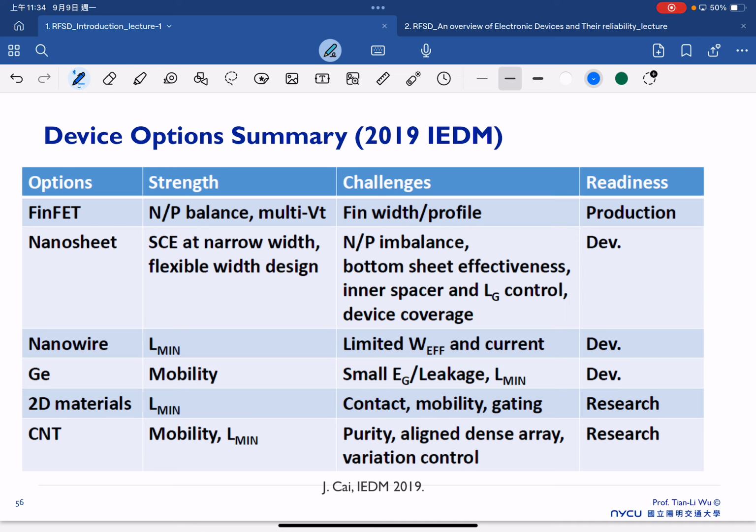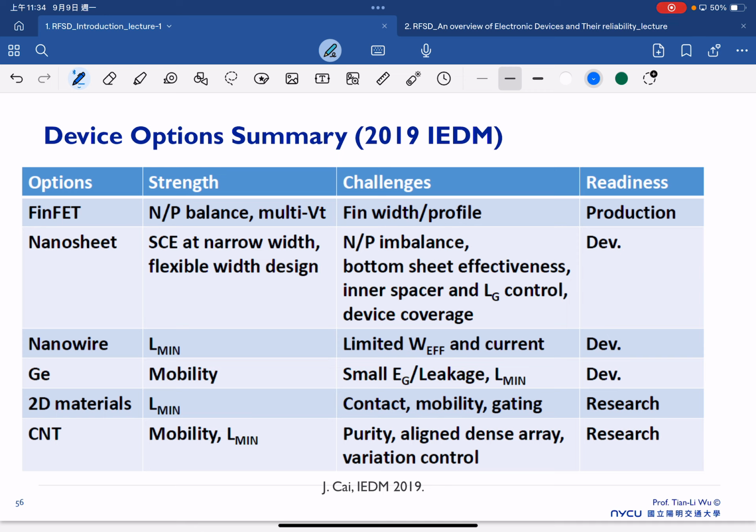So FinFET is an example. Starting from 1999 until now, we are still working on FinFET, trying to do more optimization, for example fin width and fin profile. Of course, it is in production right now, but we still need higher and higher performance FinFET, so we still have additional research and development for advanced FinFET. And there are some still under development and research: nanosheet, nanowire, germanium, 2D material, and carbon nanotube. So the knowledge you have probably already heard or learned from these terms is still very useful after you graduate, because you will keep hearing these terms again and again, as these are all very promising technologies. So this is 2019.